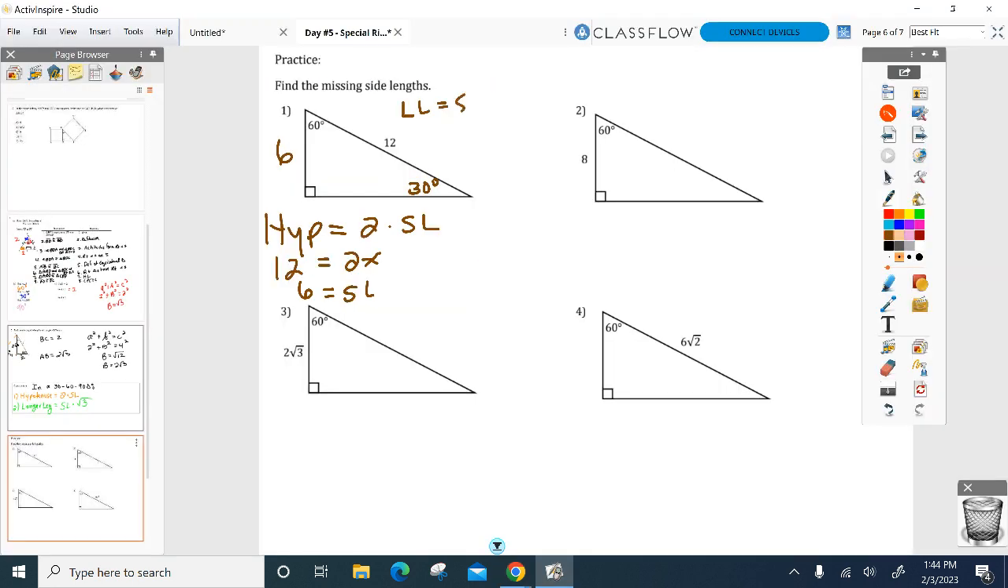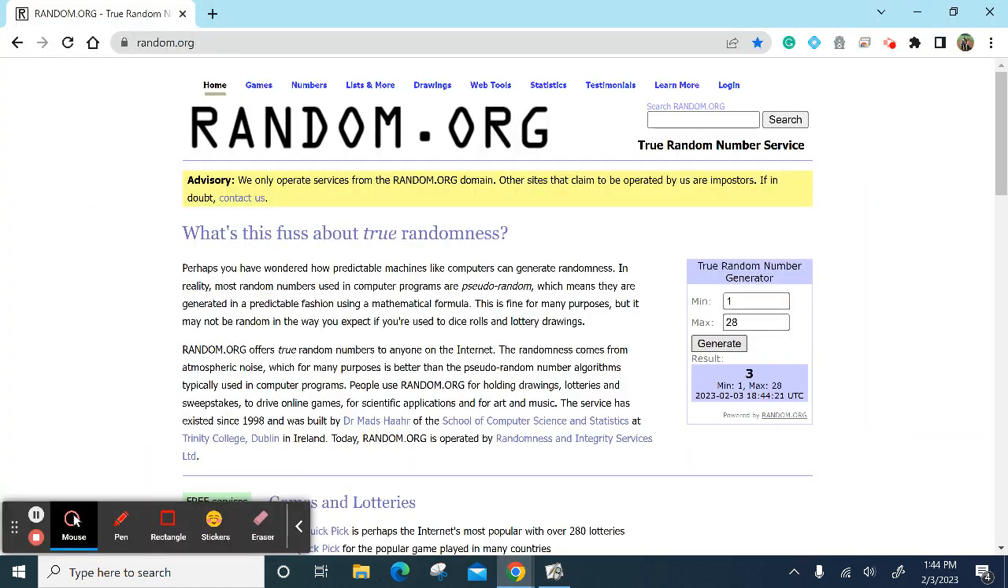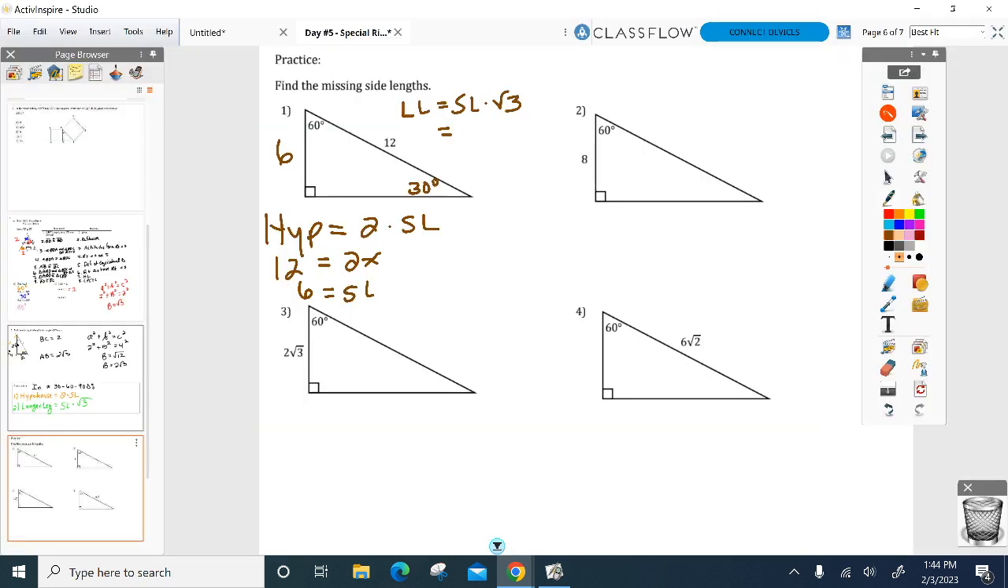So shorter leg times radical 3. We just found, I'm going to keep asking questions. What was the shorter leg again? 6 times radical 3. Hey, is there anything I need to do here? Don't give me a decimal. I can't simplify that. You're done. We're good. Shorter is 6, longer 6 radical 3.